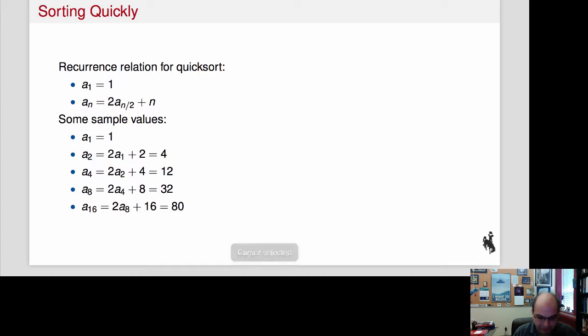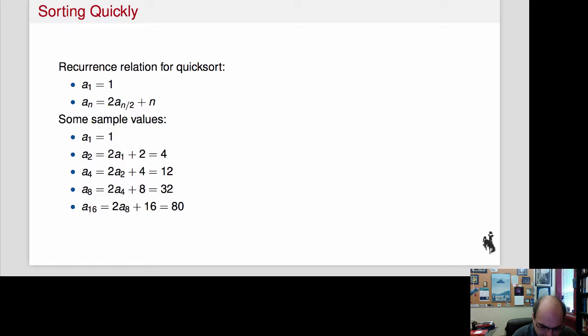So let's try to solve our recurrence relation. A sub 1 is equal to 1, A sub n is equal to 2 times A sub n over 2 plus n. Let's try to solve it. Well, unfortunately, nobody's come through and told us what the solution is, so we're going to have to guess. One of the ways that I guess is by just writing down some elements of the sequence. So A1 is equal to 1. We're given that. So how about A2? Well, that's 2 times A1 plus 2. That's 4. I'm going by powers of 2.